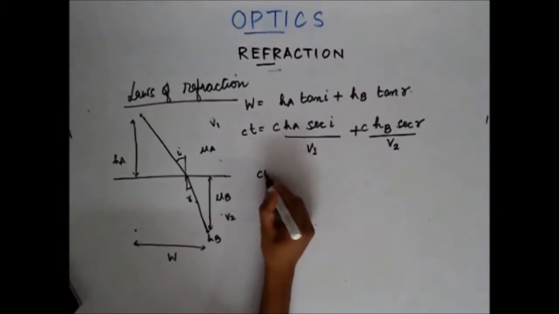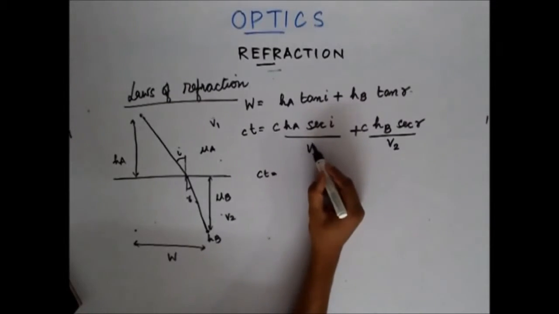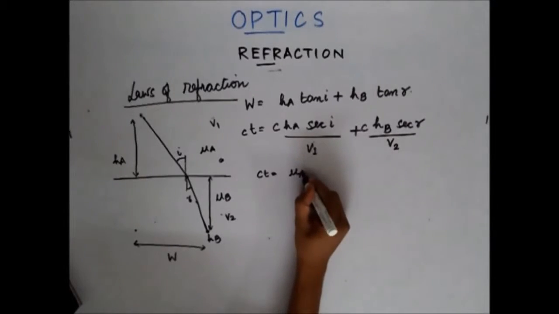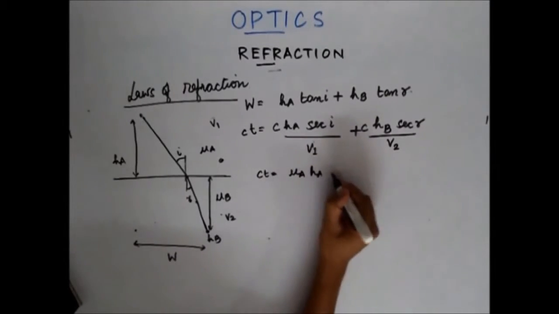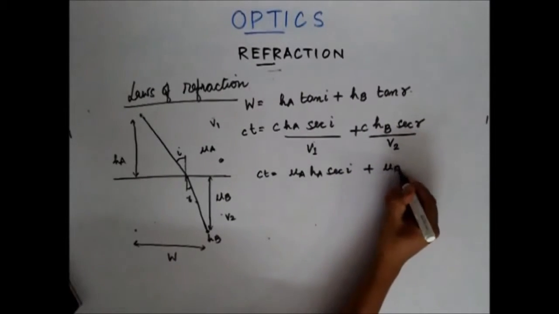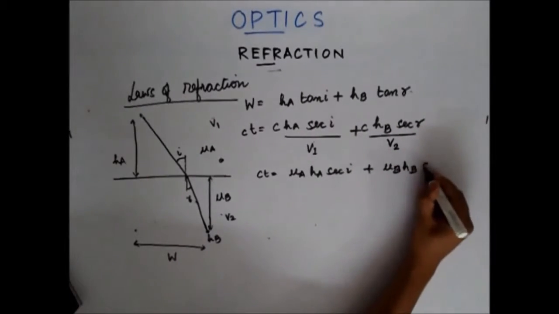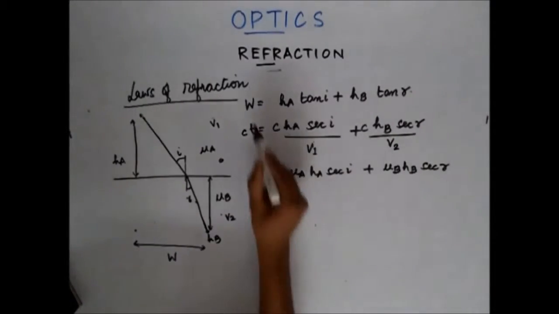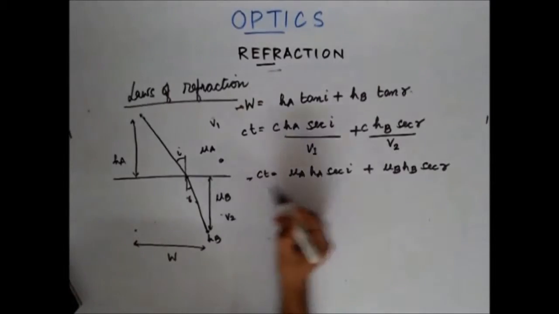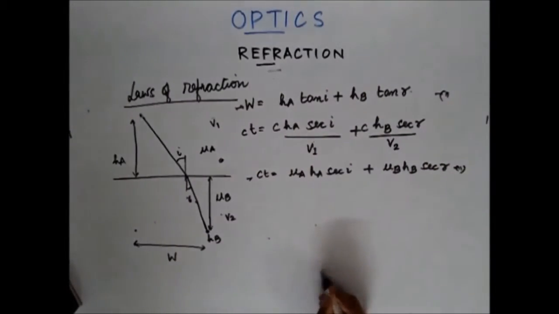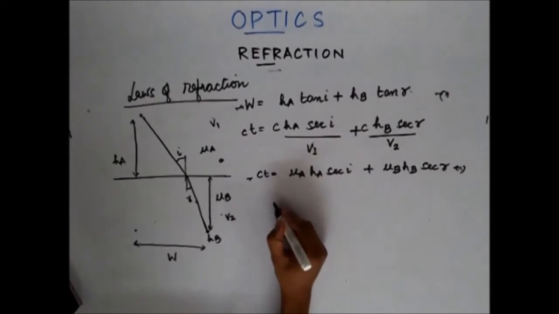Now let's multiply this with c. So ct is equal to, what is c by v1? c by v1 is equal to the absolute refractive index of this medium, as we had discussed. So this is equal to mu A HA sec I plus mu B HB sec R. Now let's differentiate this equation and this equation. Let's say this is equation 1 and this is equation 2. Let's differentiate both.